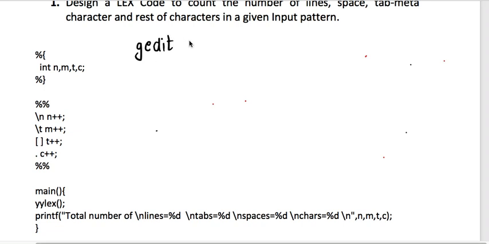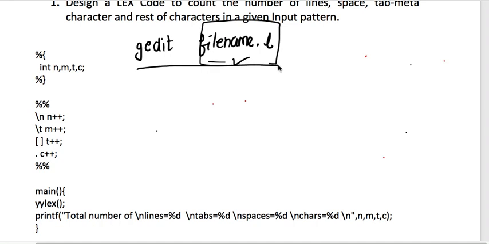gedit in your Linux command prompt, space file name dot l. See, dot l, why? Because it is a lex file, that is why the file in which you will write the lex code will be saved with the extension .l. Gedit is the editor in which you will be writing your code. That is why I am creating one file with extension .l. So first of all I will write in the command prompt gedit space filename.l.